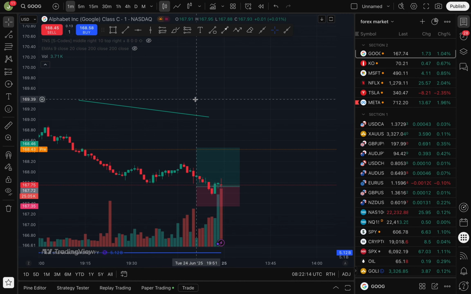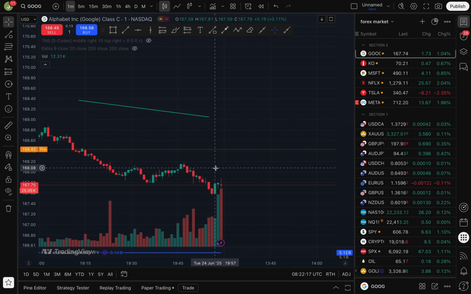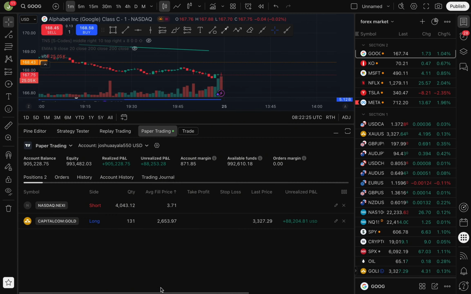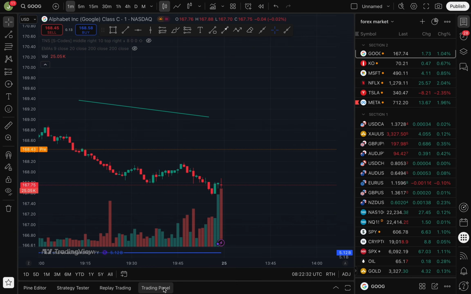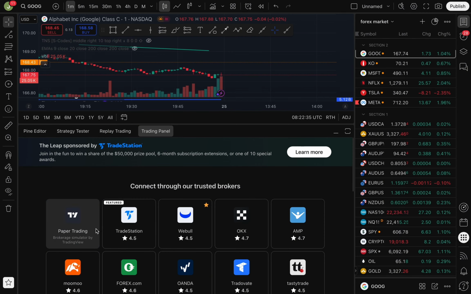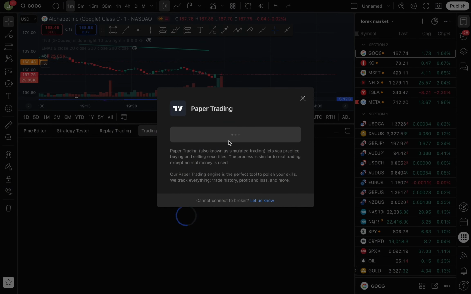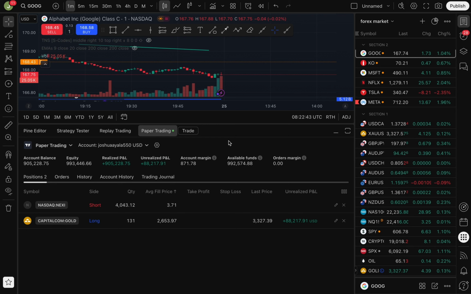Very useful. So get used to this, and the way you want to get used to it is very simple. You're going to want to go down and see where it says trading. Let's log out and start again. Go to the trading panel and click it. Then click paper trading and connect it. You don't have to buy or do anything. And then boom, you have paper trading.